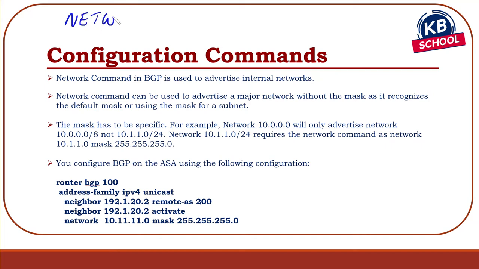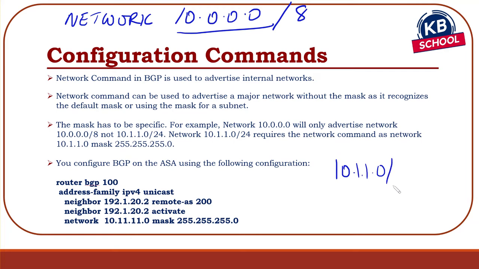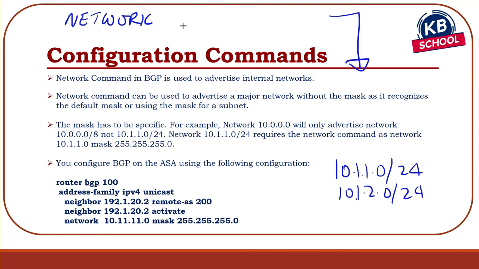When I advertise using the network command, you need to be careful, because if you specify 10.0.0.0 in your normal IGP, it would basically mean enable it on all the interfaces that start with 10. In BGP, this basically means I want to advertise a network 10 with a mask of 8. If I had networks that I learned as 10.1.1.0/24 and 10.1.2.0/24, this network statement will not do it. Because these are subnets, I would need to specify the mask explicitly.